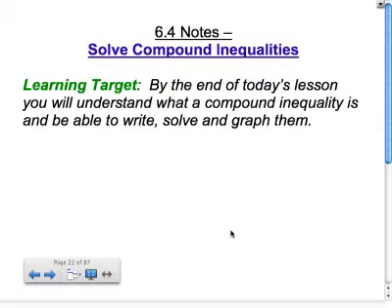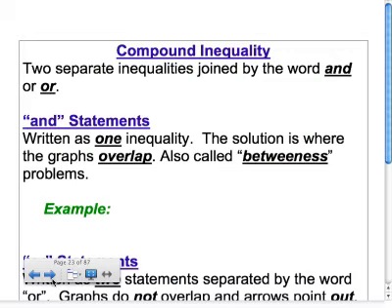We take a look at section 6.4 here. We're going to look at solving compound inequalities. These inequalities are going to be a little bit more difficult than what we've been doing in class. So hopefully at the end of this video you feel pretty confident.